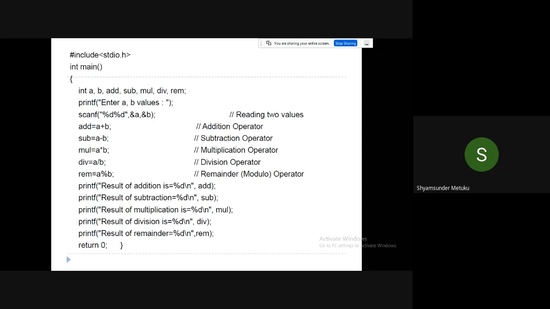Is it possible to take only one variable and print all the operators' results? How can we do it? We have to write multiple %ld, sir. No. You try to understand my question.